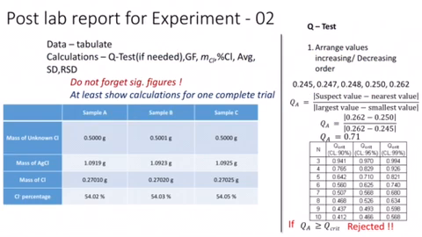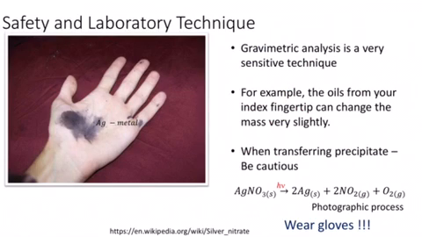In your lab report for experiment 2, make sure you have all the required data and calculation. At least show calculation for one complete trial and don't forget significant figures. For any experiment you do in the lab, particularly for experiment 2, make sure you wear gloves. If you have any questions about experiment 2, please let the TAs know.